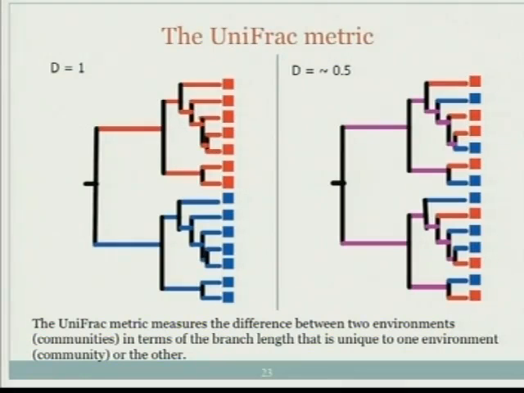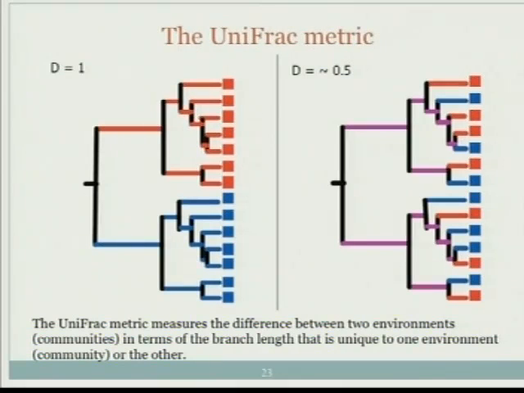But this one is a lot more similar. At least this branch is the same, so they only differ slightly here. So for this one, you consider the evolutionary history of all the species, as compared to just counting how many unique species. So it's a very nice metric for measuring the taxonomic similarity of two communities.